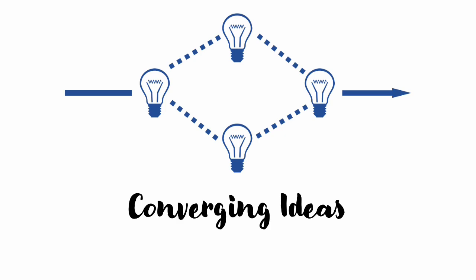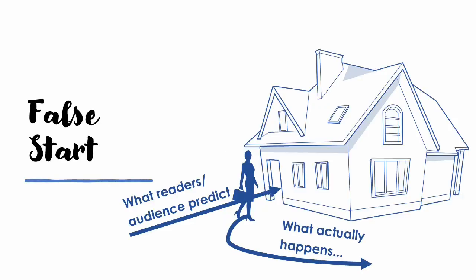The difference between the converging ideas and the nested loop strategy is that unlike the nested loops, where a central story is complemented by other stories, the converging ideas have several equally important stories that come to a single strong conclusion.